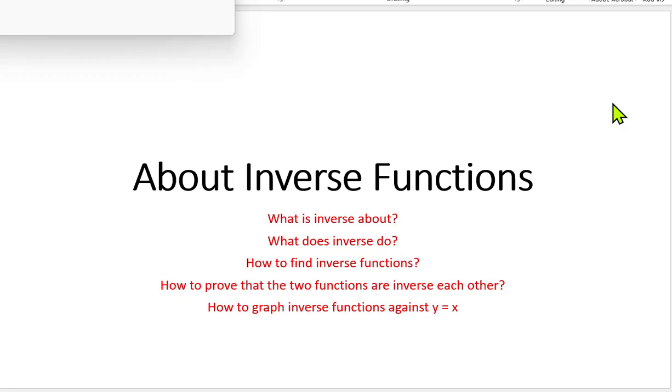Today we're going to talk about inverse and inverse functions. What does that mean by inverse? What does inverse do? And how to find the inverse functions? How to prove that the two functions are inverse of each other? How to graph inverse functions against y equals x? And what about the application?